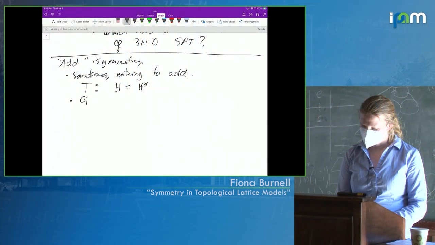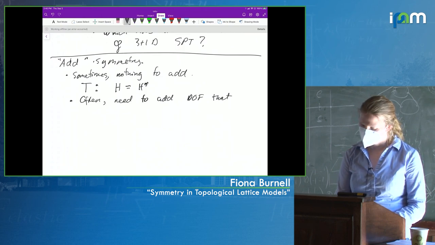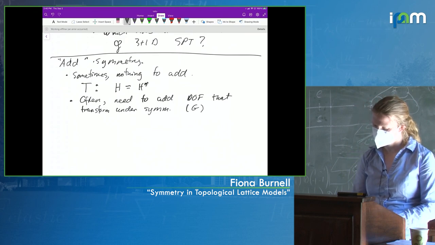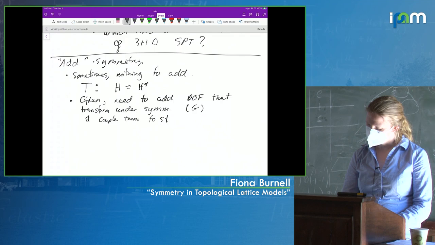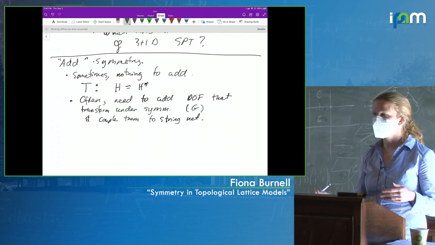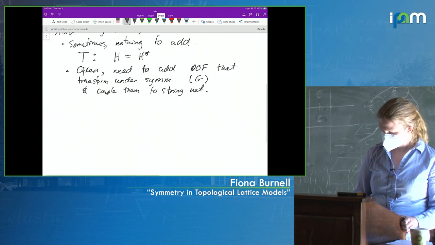But often we need to explicitly add some extra degrees of freedom that transform under the symmetry. Let's call it G. G is our symmetry group. Now we add a couple of them to our string net. We want to do this in some non-trivial way so we get something interesting happening. That's basically the name of the game.